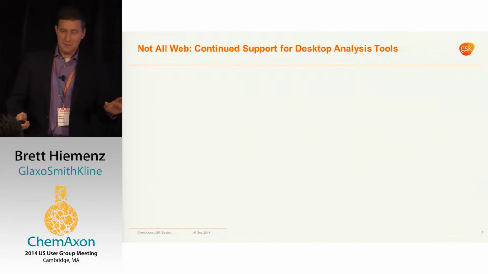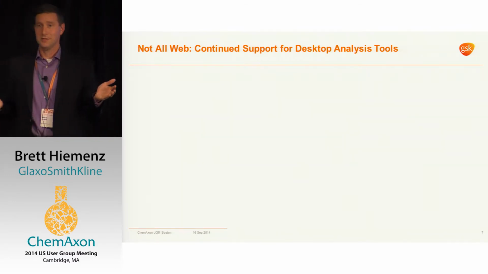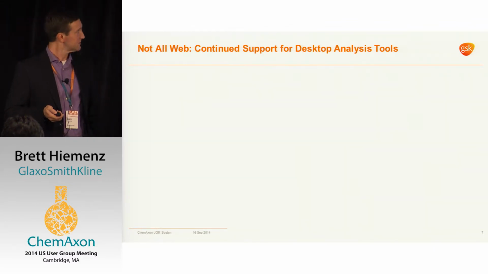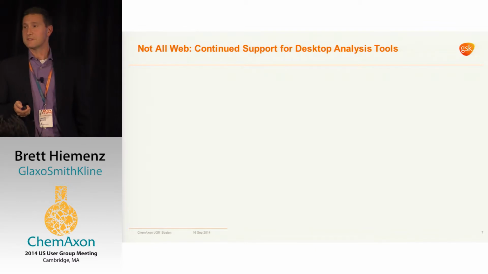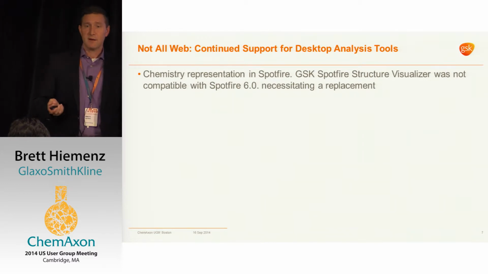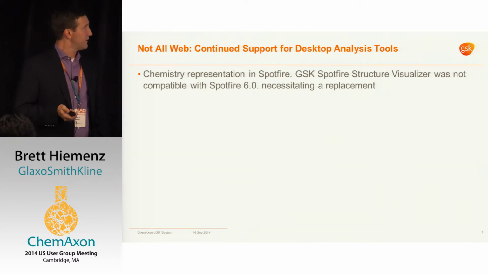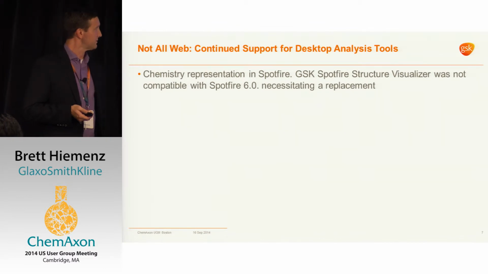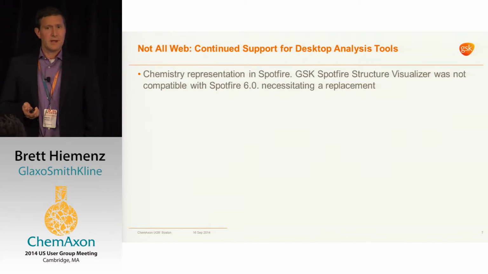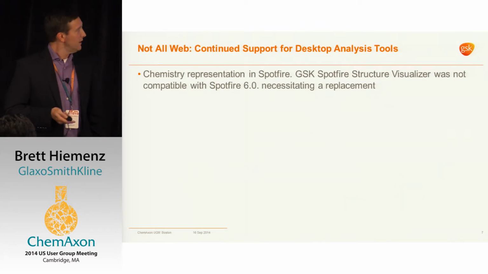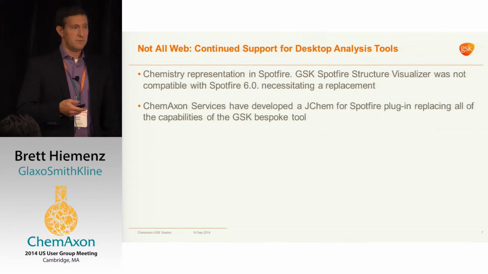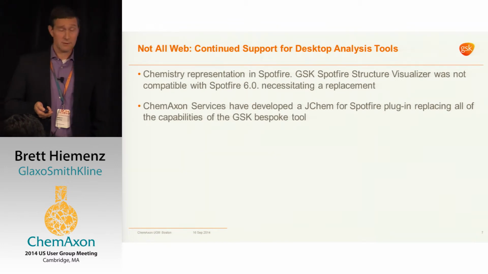All right, so it's not all web. There are still, believe it or not, desktop applications. And we're going to continue to use them. Oftentimes, we'll use them for heavy analytics. Spotfire is our workhorse for visualization. So we went to do a version upgrade from Spotfire 3.2 to 6.0 and found out that the bespoke GSK Spotfire structure visualizer broke. Well, we weren't all that interested in rewriting a new one, so we called up ChemAxon, and ChemAxon Services put together a plug-in replacement that replaced all of the pieces of the bespoke tool rather elegantly and rather nicely.